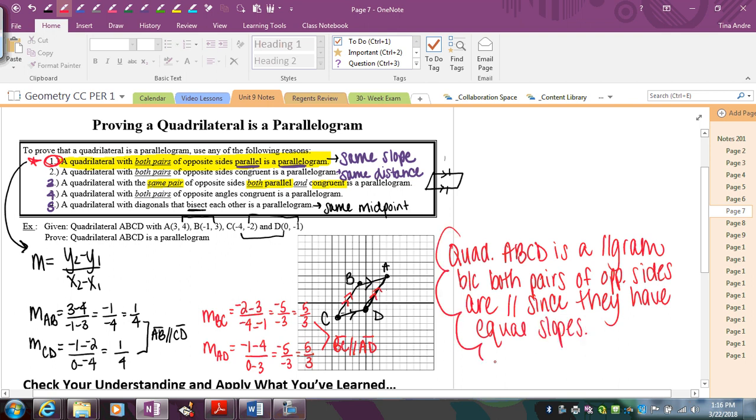So make sure for these coordinate proofs, you have to make sure you have a conclusion. And your conclusion should basically restate whatever you're trying to prove and then explain why your work shows what it is supposed to show. So I need to make sure that if I'm saying that both pairs of opposite sides are parallel, that's why it's a parallelogram. That's what my work's showing. That's what my statement needs to say. I can't say, oh, well, both pairs of opposite sides are congruent if I haven't shown that both pairs of opposite sides are congruent. So just make sure your conclusion matches your work and your work matches your conclusion.